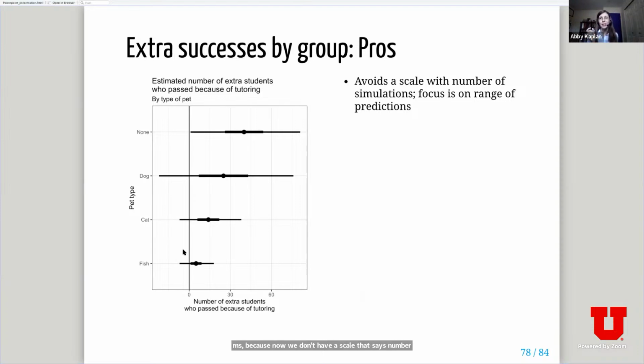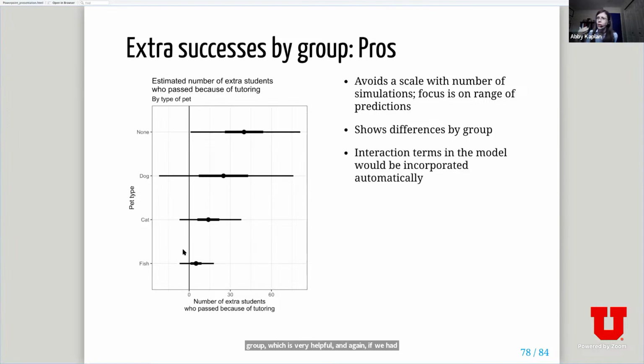The focus now is where it should be, which is on just what is our prediction and what's our range of uncertainty around that prediction. So now we're back to being able to show differences by group, which is very helpful. And again, if we had true interaction terms in our model, those would automatically be incorporated. When we run the data through the model, any interactions that are there are going to do their thing.